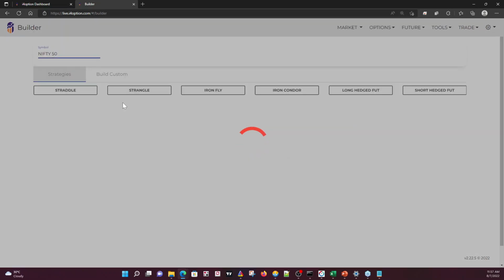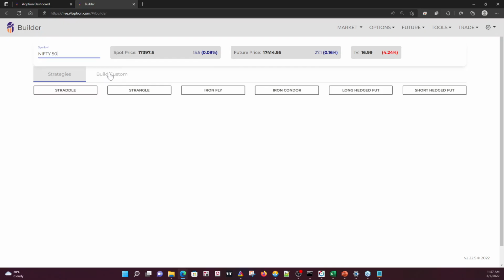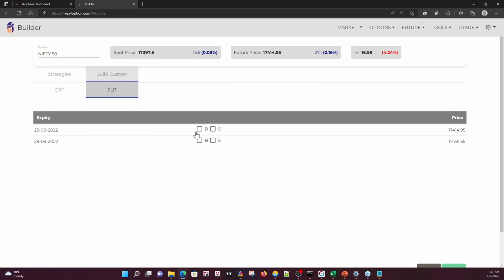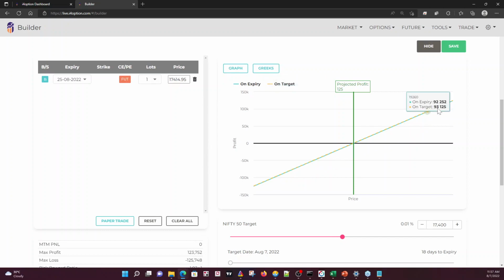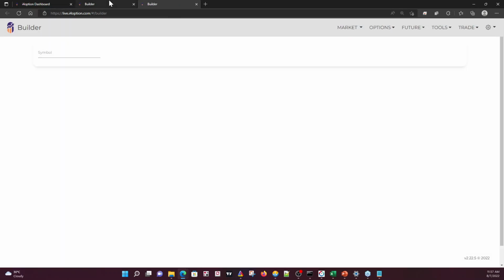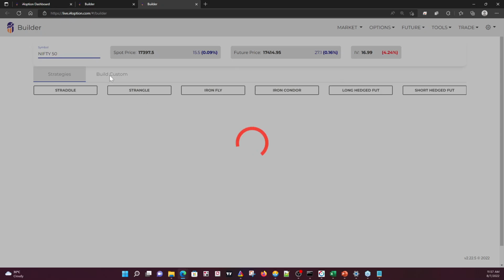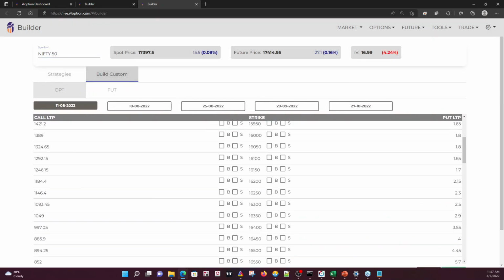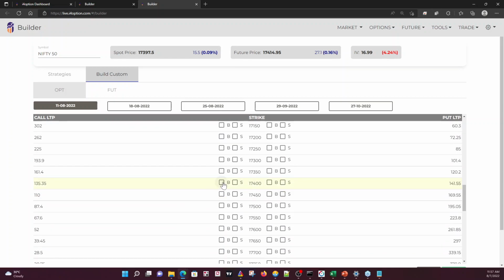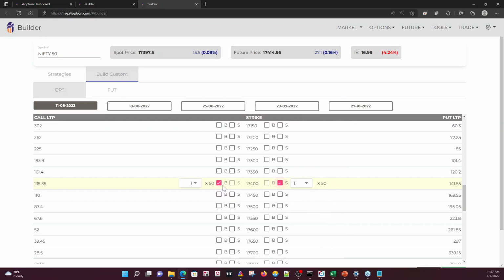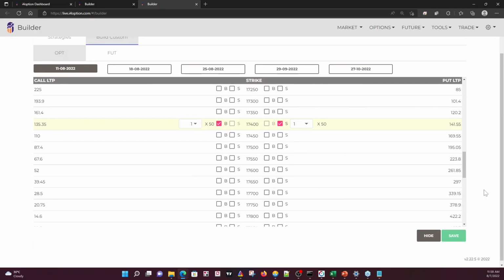Okay, Nifty futures. In one pane, let's assume that I am buying a future. So how will the payoff graph look like? Payoff graph will look like this. Now let me open up another tab, Nifty futures, and let me do a synthetic future. So the current price is 17,400. So I will buy a call and sell a put. One lot.